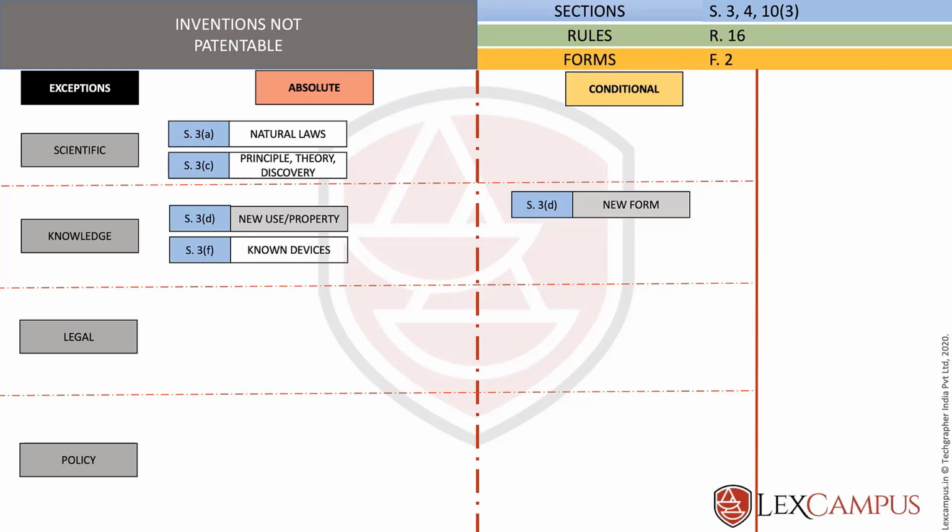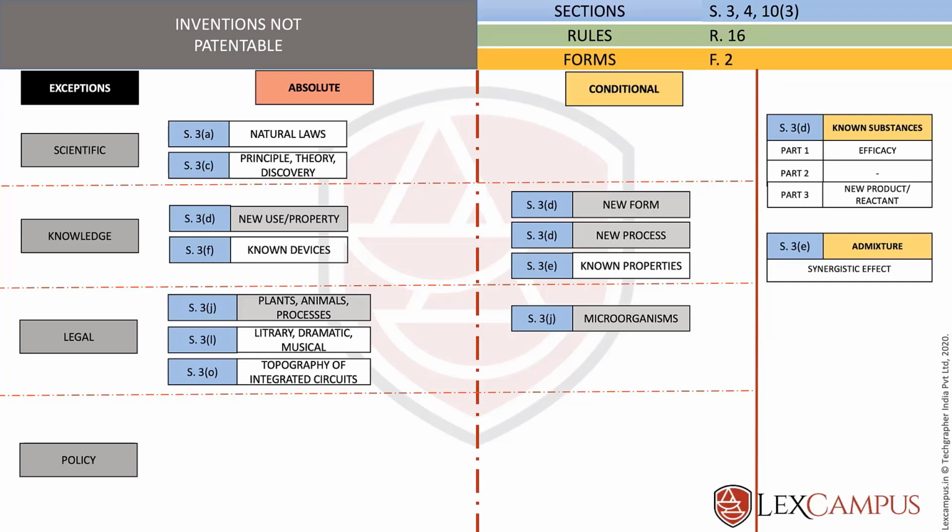Part 1 of 3(d), which tells us about a new form of a known substance which does not result in the enhancement of known efficacy of that substance. Now that is part 1. Part 1 is a conditional exception because there is an explanation, and mind you, the explanation is relevant only for part 1. In 3(j), microorganism is an excluded category.